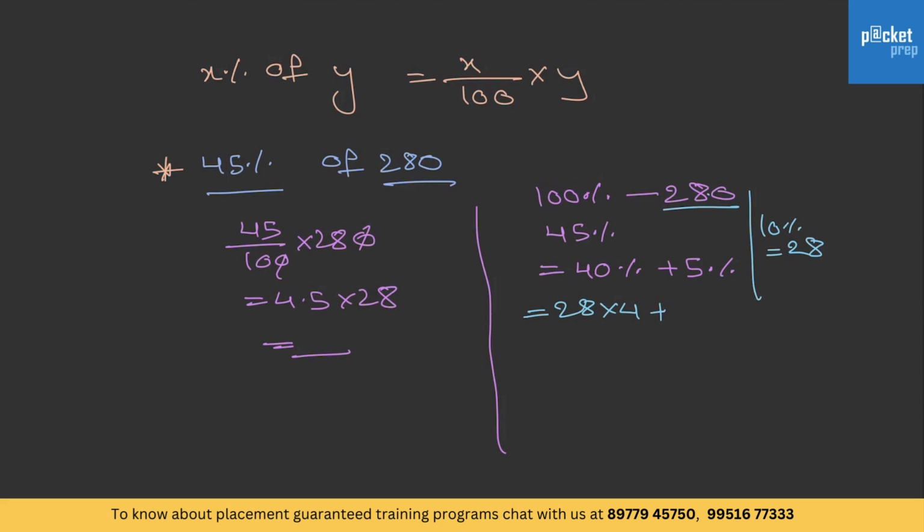As we know 10%, 5% will be half of this, that is 14. So 112 plus 14 gives us 126. Those who are not fast at doing decimal multiplication can follow this.